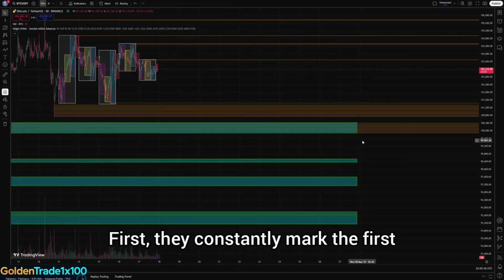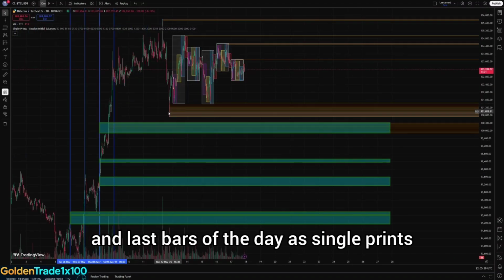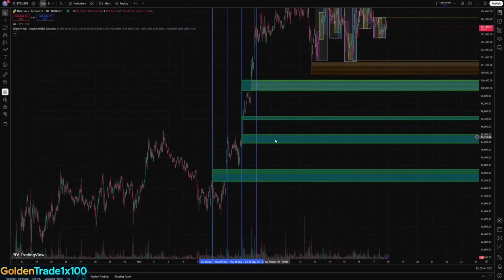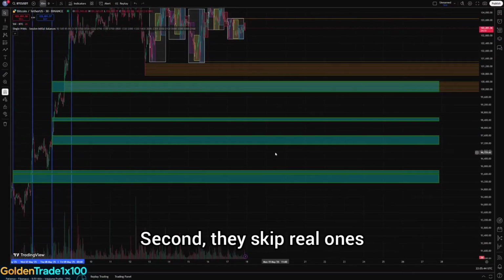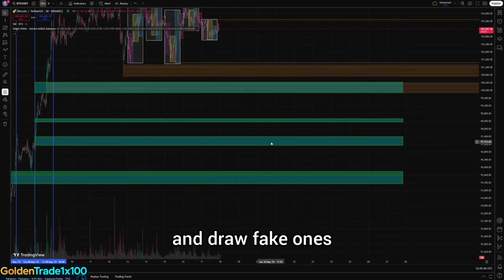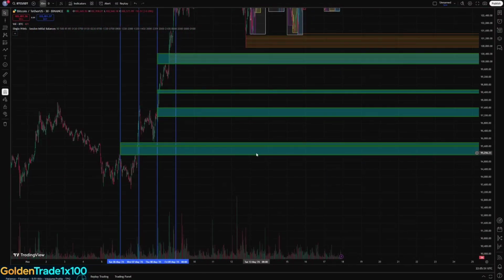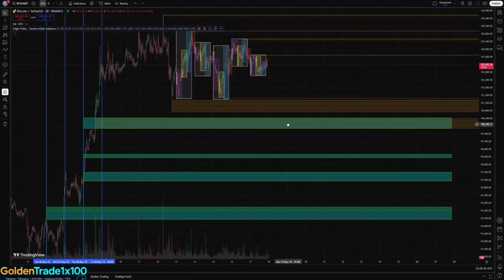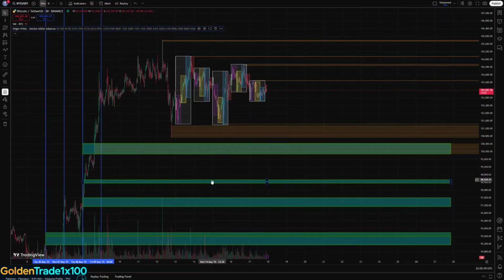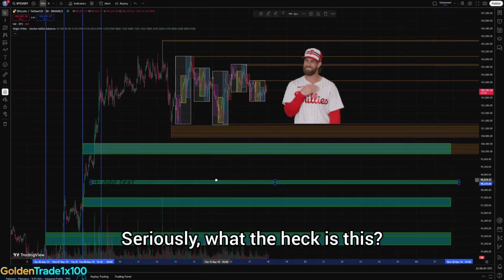First, they constantly mark the first and last bars of the day as single prints. That's just wrong. Second, they skip real ones and draw fake ones. One day has clear single prints? The indicator stays silent. Another day has none? It draws anyway. Seriously, what the heck is this?